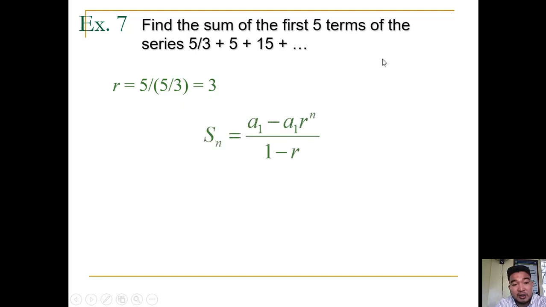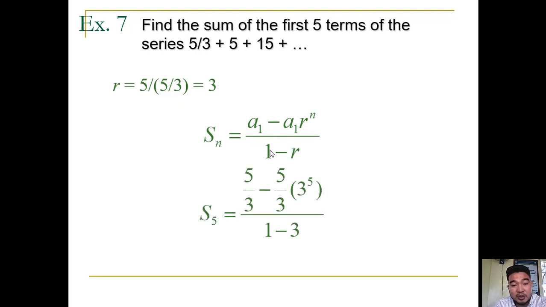Pero gamitin natin yung formula. Sum of the first 5 terms is equal to the first term minus the product of the first term and the common ratio raised to n all over 1 minus r. Then by substitution, you will have a sub 1, first term natin ay 5 thirds minus 5 thirds times the common ratio, which is 3 raised to 5, divided by 1 minus r or 1 minus 3.